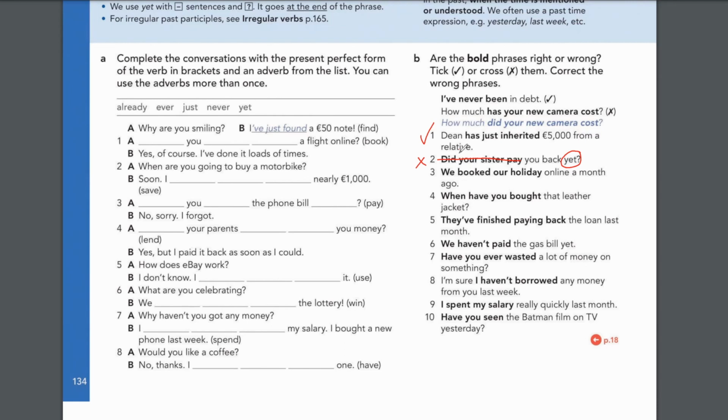Okay, so we're going to make has, because your sister is she. So for he, she, it, with has. Has your sister paid? And then the rest will be the same. Has your sister paid you back yet?